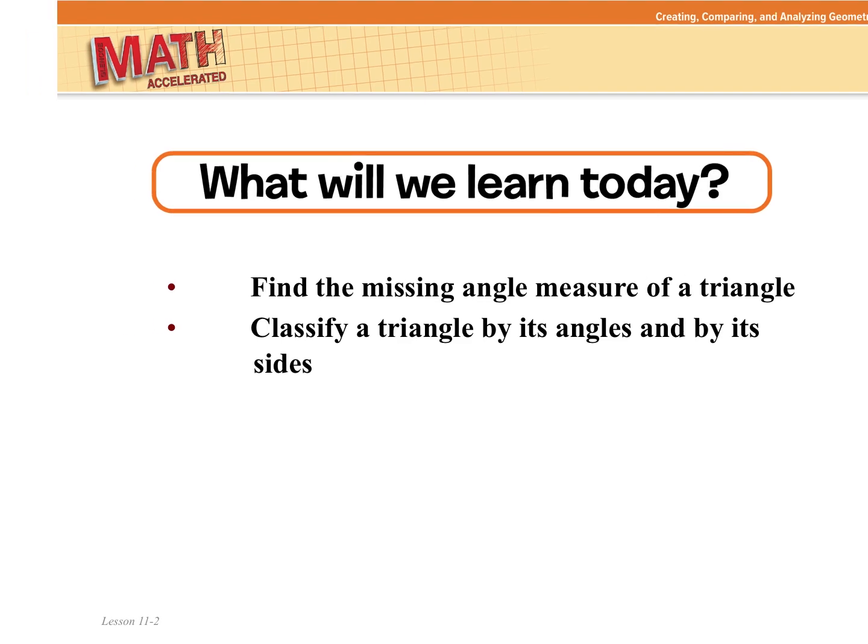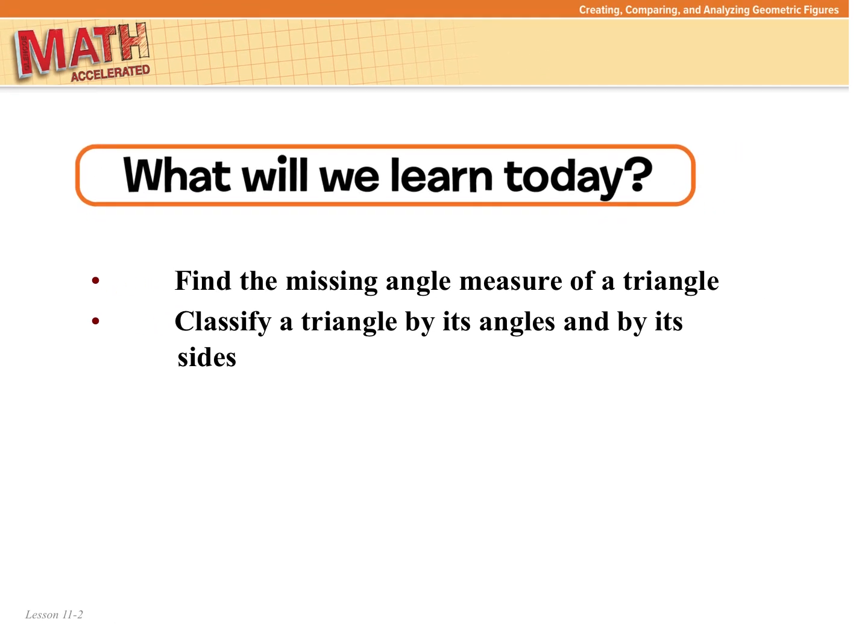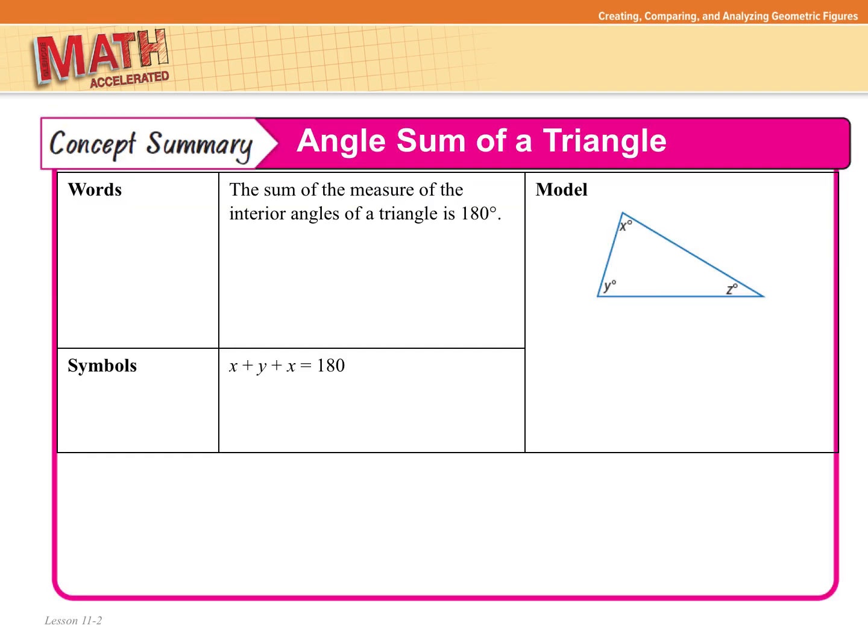We're going to find the missing angle measure of a triangle, and then we're going to classify a triangle by its angles and sides. Okay? So, angle sum of a triangle. We have our model here. We have X, Y, and Z. It says all those added together give us 180 degrees. Circle that. All angles in a triangle add up to 180 degrees. Every single triangle, all the angles will add up to 180 degrees. Okay? So remember that. 180 degrees.